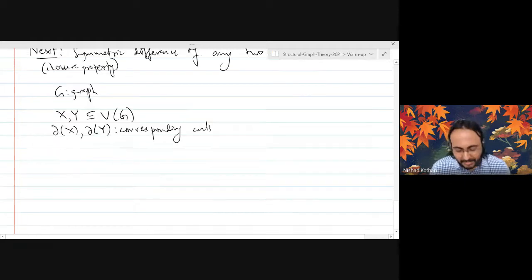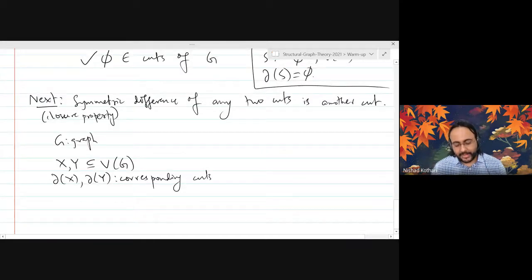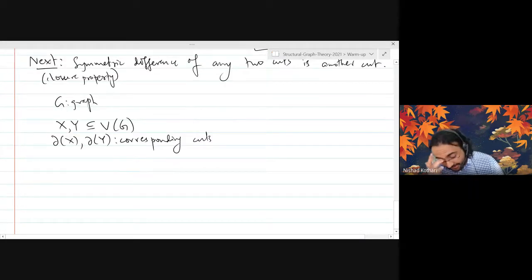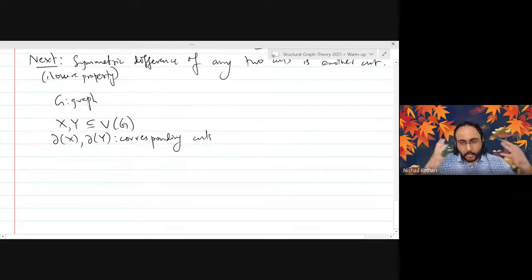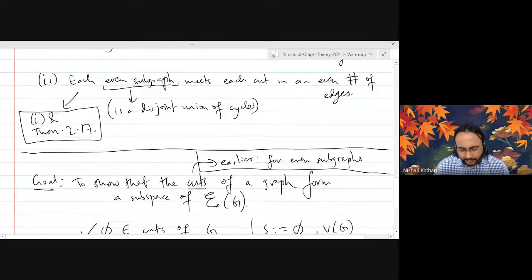Let's think about it. What is a good way to think about two cuts? Thinking about two even subgraphs was much easier. You look at a vertex and you argue about the degree of that vertex, and things are much easier there. Things are easy here as well. The only problem is we don't have a very good way to visualize cuts. But actually we do have a way of visualizing cuts.